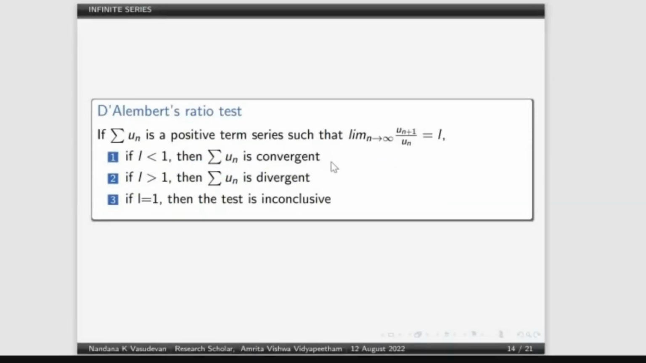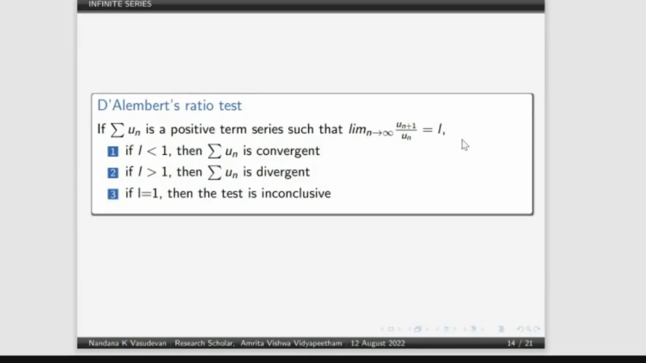Coming to the next test, which is the ratio test. Here again we have a positive term series. We take the ratio of consecutive terms, that is, limit n tends to infinity, u(n+1) by u(n). If I get the value to be L, here also it is around 1. That is, the convergence and divergence is defined by the left side and right side of 1.